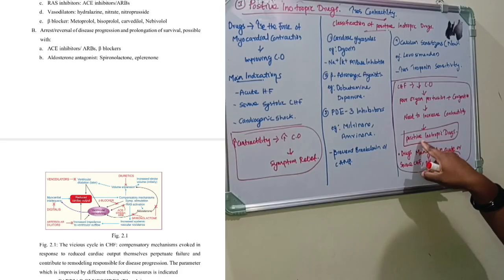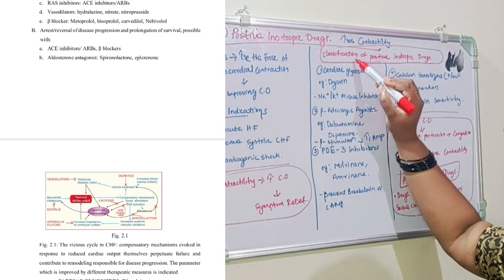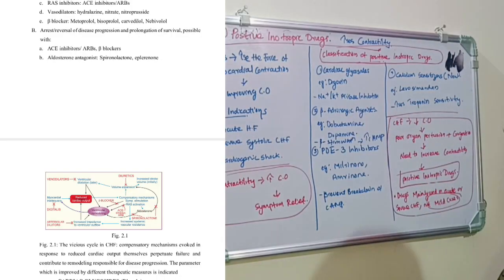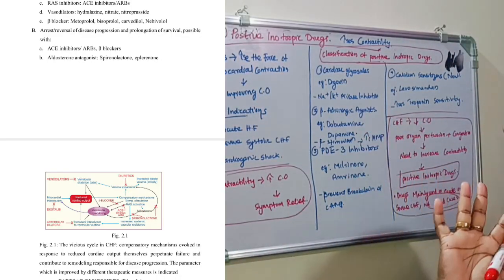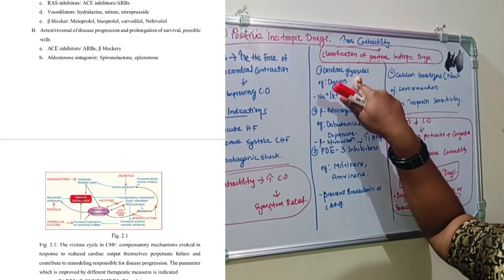So it will lead to positive inotropic drugs. Now let's discuss the classification of positive inotropic drugs. It is subclassified into 4 types. The first one is the cardiac glycosides. You can give the example of digoxin.